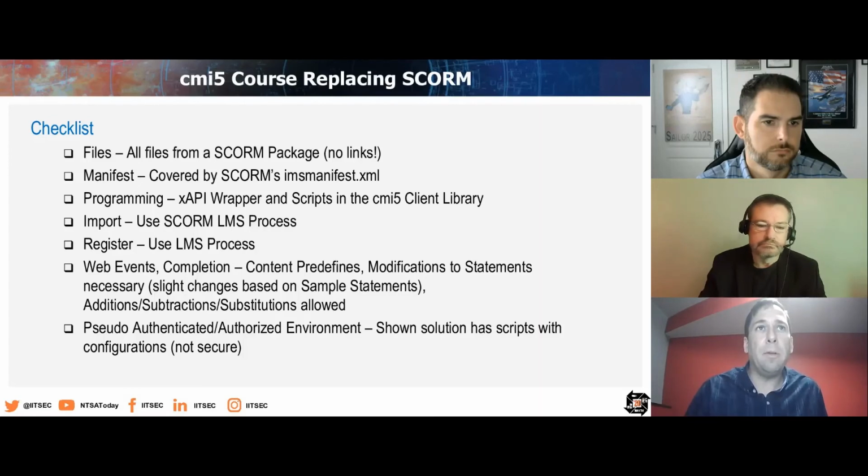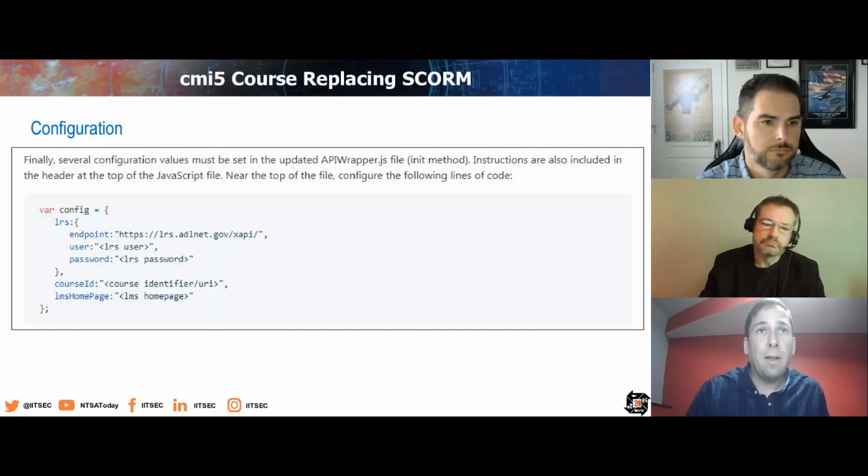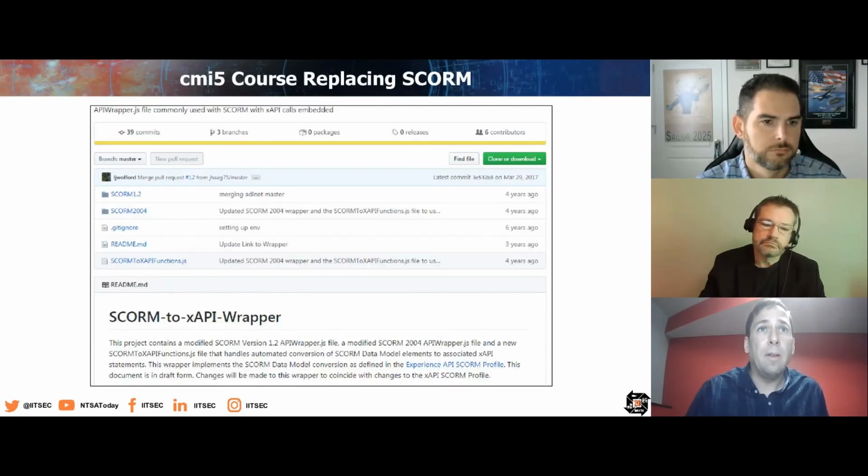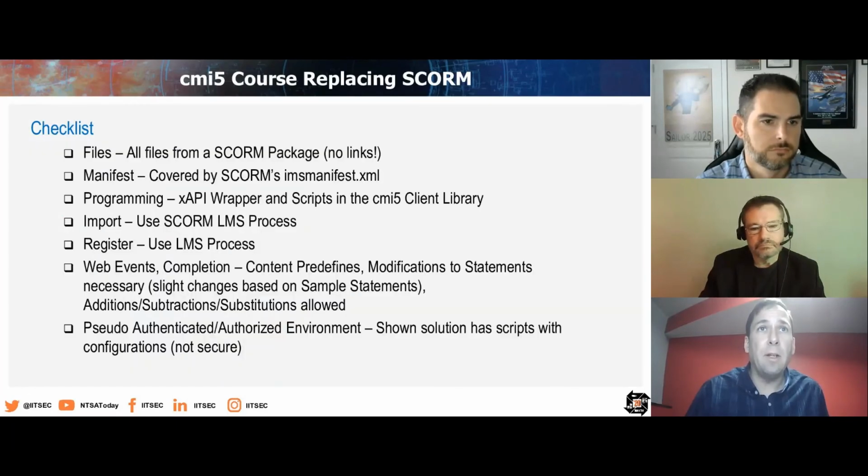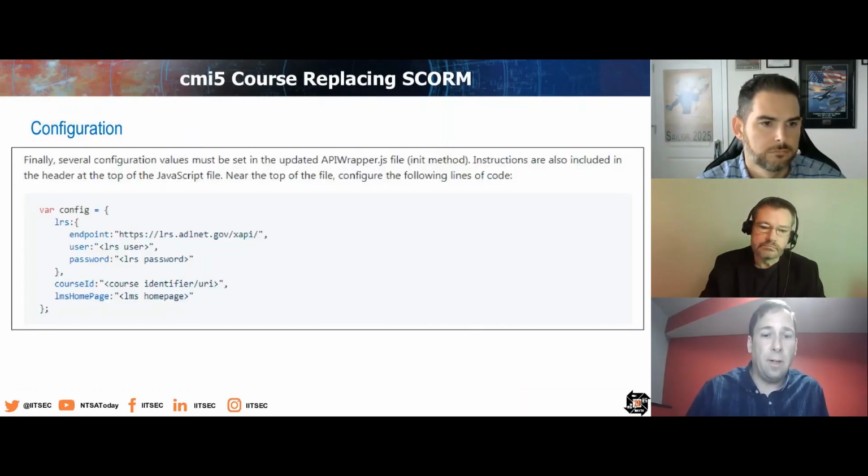Now, when it comes down to programming, we've got the xAPI wrapper and scripts that are in the cmi5 client library. Right here, there's a wrapper that exists that's going to modify all the scripts you need for you. So by using that wrapper, you can do all of the programming that you need to do. The import and the registration are both handled by the SCORM LMS, so there's no need to worry about that aspect in this implementation. One thing to note, though, is that the SCORM LMS will not be able to share this information directly with the xAPI LRS. You're going to need a separate configuration to do that. So that's why you would use this configuration here.